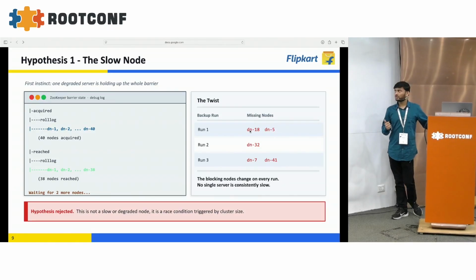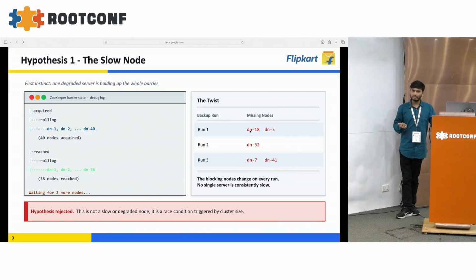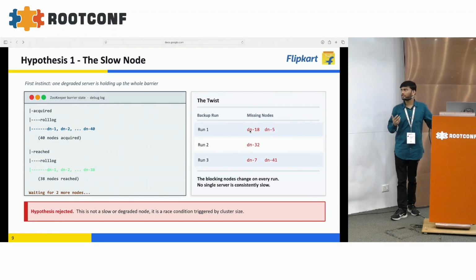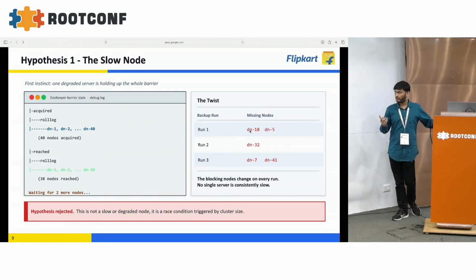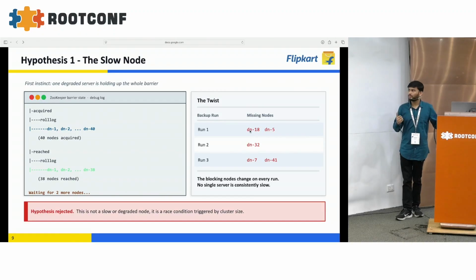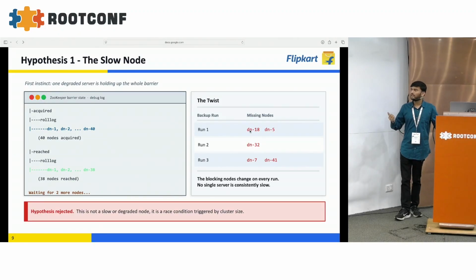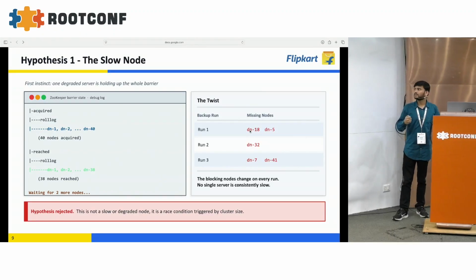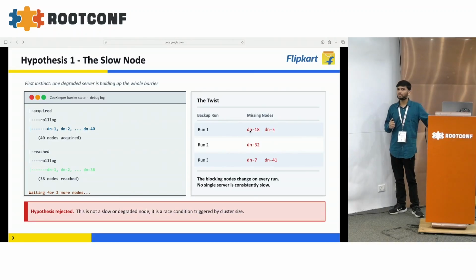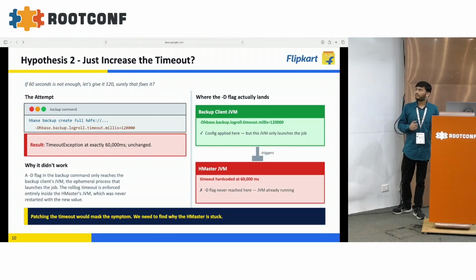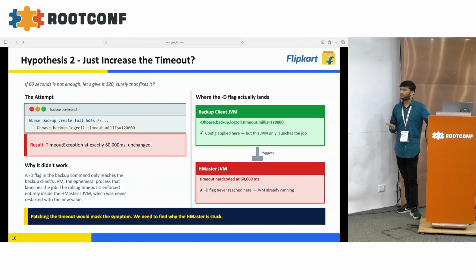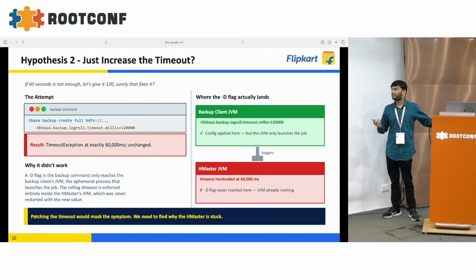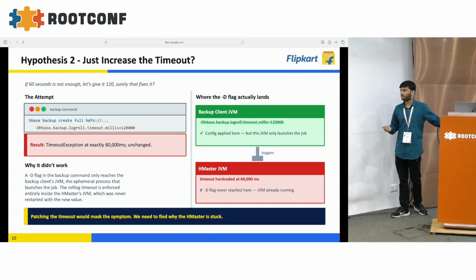So if it is not a slow node, then what? Then the second hypothesis that came to our mind was that, if a single node is not the issue, because it is doing the procedure or working on a task across all the nodes, it is possible that the time is not sufficient. Although it should not be the case, because WAL roll is an instant thing to do, right? That was our second hypothesis. Let's increase the timeout. The default timeout is 1 minute. We increased it to 2 minutes, 5 minutes, but that too did not work for us.